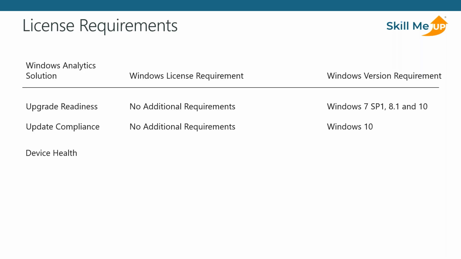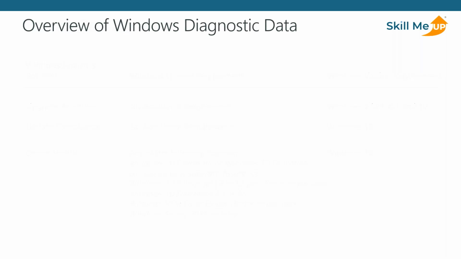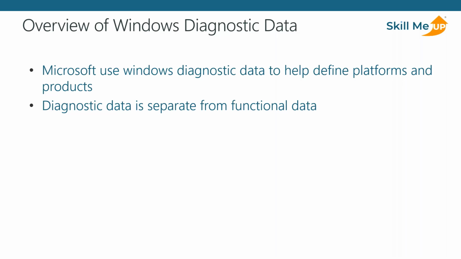Upgrade compliance is targeted to Windows 10 only. If you're utilizing device health, then you'll need Windows 10 licensing. So Windows 10 Enterprise or Education per device or software assurance, Windows 10 E2 or E3 per device, education licensing, the VDA for the virtual desktop, E3 or E5, and then Windows Server 2016 or later. Okay, Microsoft uses Windows diagnostics data to help define platforms and products. Diagnostic data is separate from functional data.